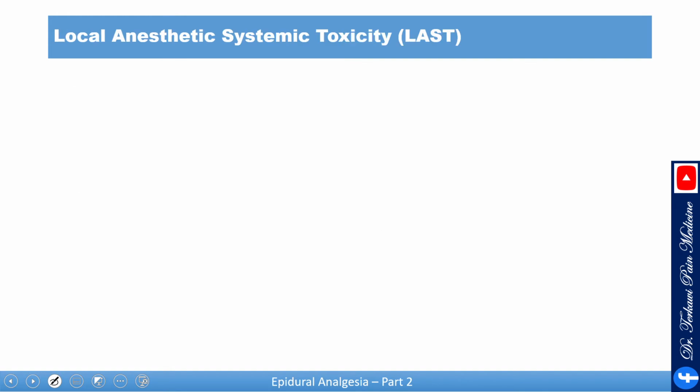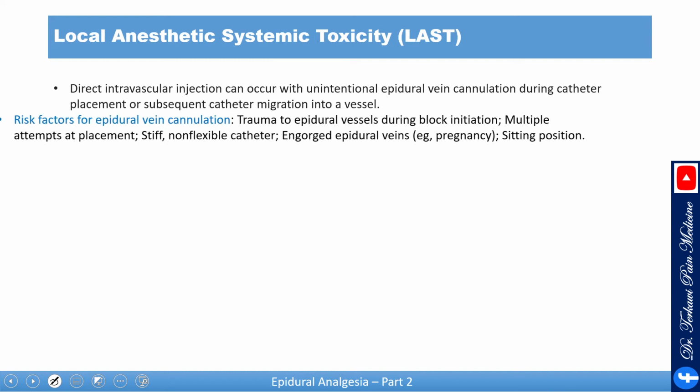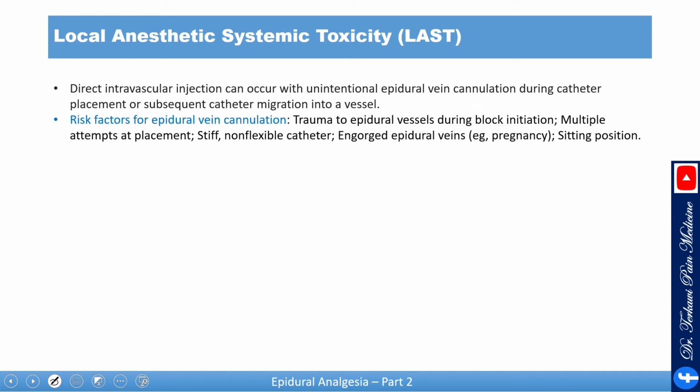Now, local anesthetic systemic toxicity, we'll go briefly over this. That usually happens from direct intravascular injection or unintentional epidural vein cannulation. Risk factors for epidural vein cannulation: trauma to the epidural vessel during block initiation, multiple attempts, using a stiff catheter rather than a flexible catheter, engorged epidural veins like in pregnancy, and putting the patient in sitting position.